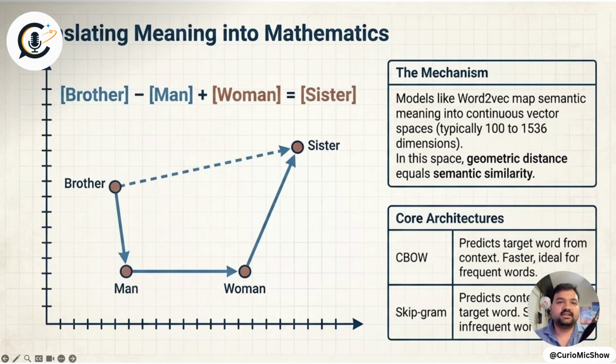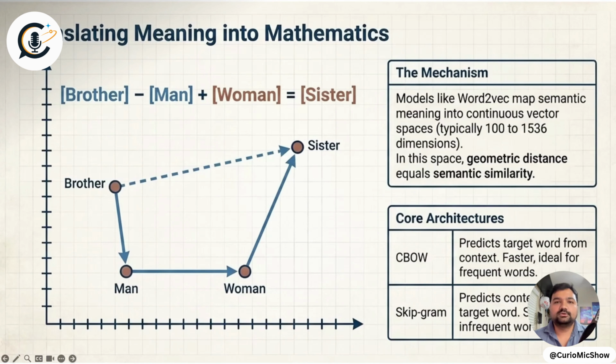So here we have translating meaning into mathematics. Now let's understand embeddings. This slide shows the famous idea behind word2vec: brother minus man plus woman equals sister. That sounds strange at first, but it reveals the key idea. Meaning can be represented as direction and distance in a mathematical space. Words, sentences, and documents are converted into long lists of numbers called vectors. In that space, similar meanings appear closer together.